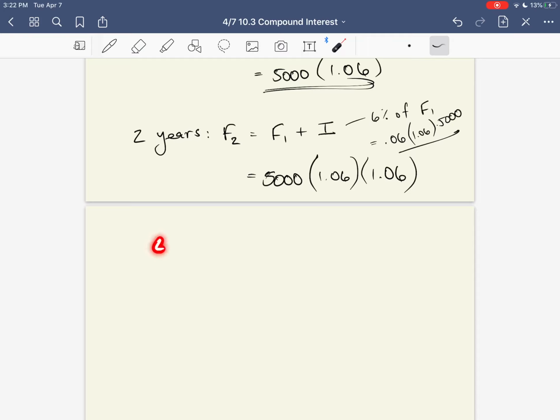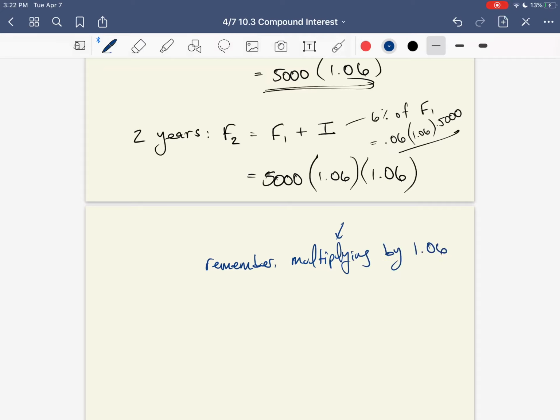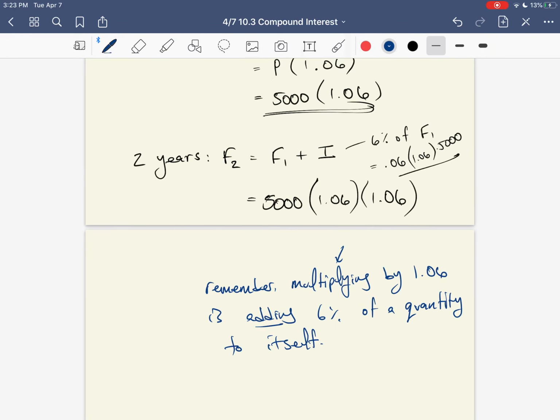Remember that. So remember, multiplying by 1.06 is adding 6% of a quantity to itself. All right. And so now we can see a pattern, actually.